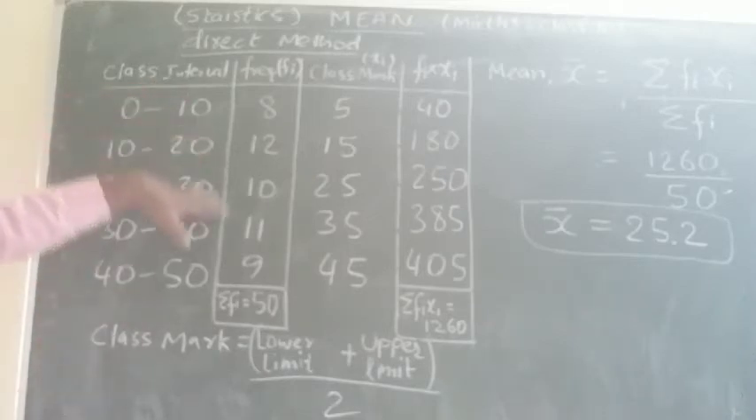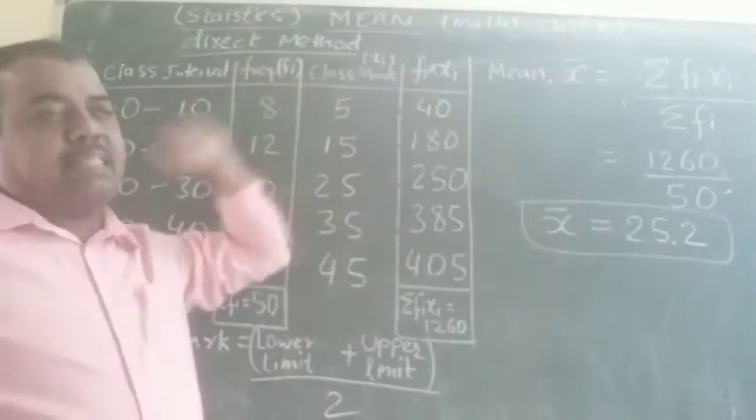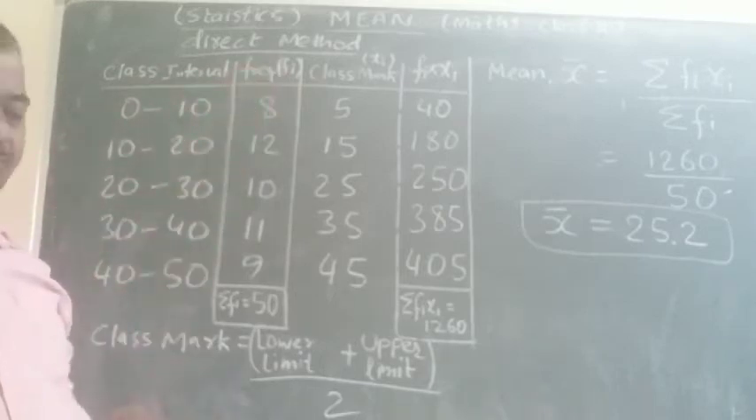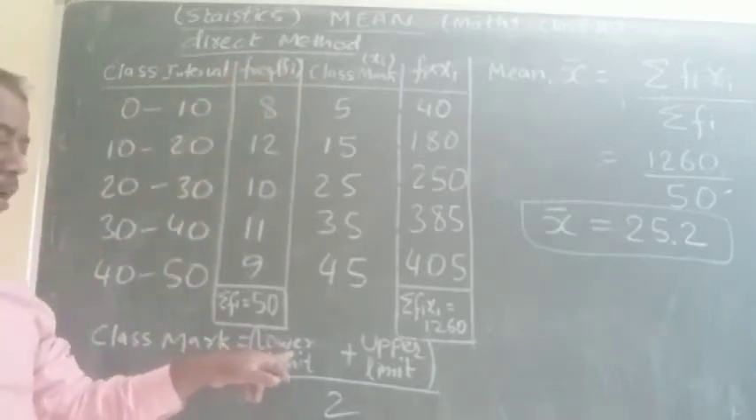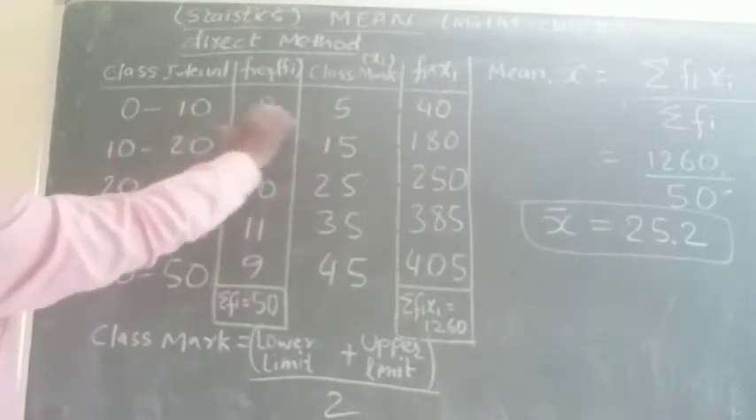By this record, we have to find the mean. So first we have to find the class mark. Class mark is denoted by xi, and frequency is denoted by fi. The class mark formula is lower limit plus upper limit, divided by 2. So in this class, the lower limit is 0 and the upper limit is 10. The sum of both divided by 2 becomes the class mark of this class.